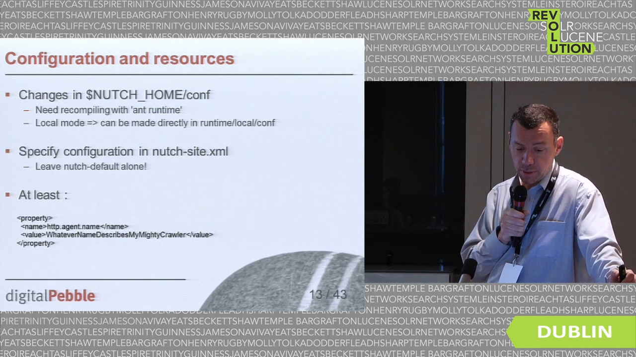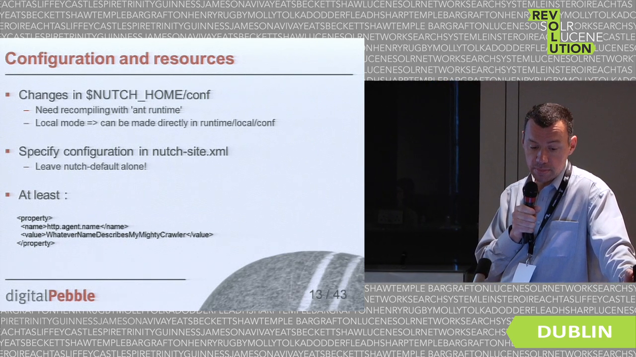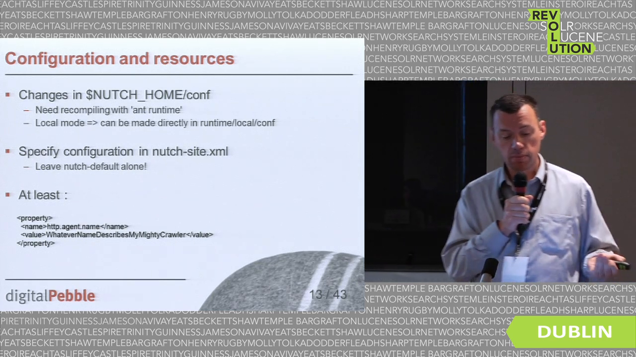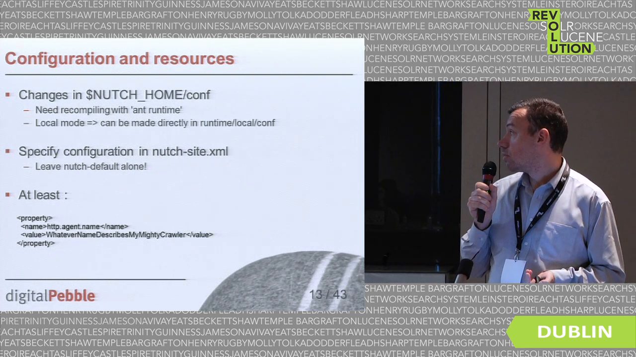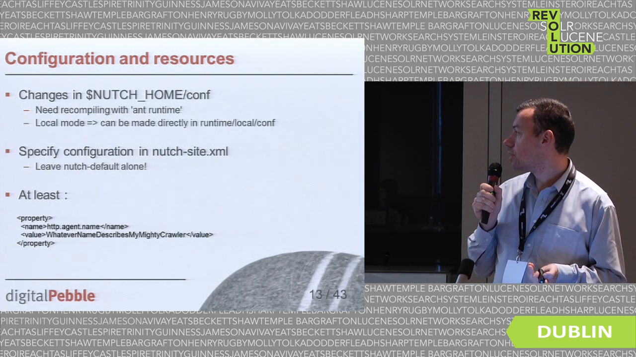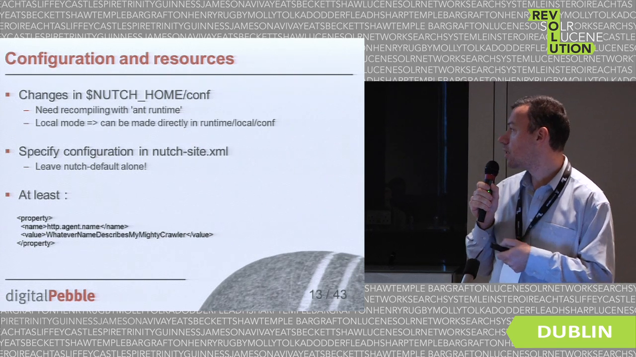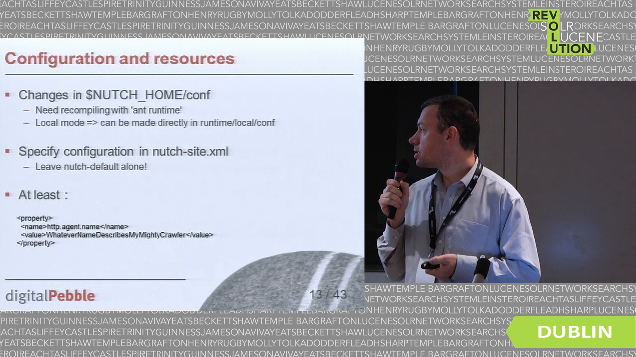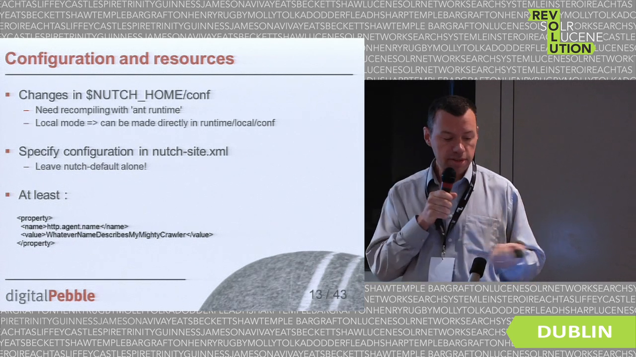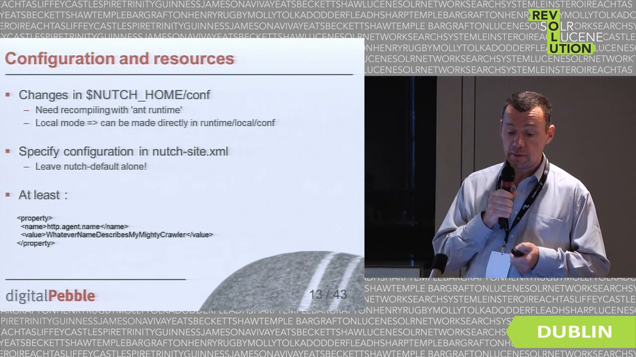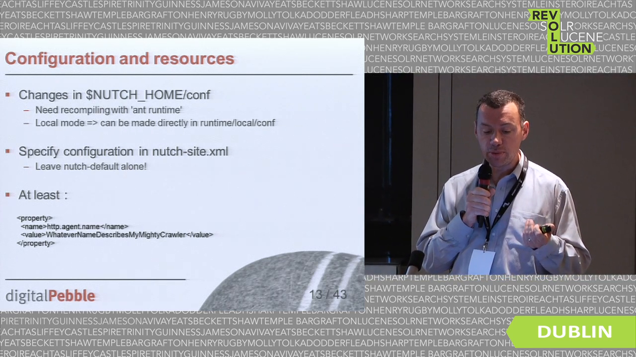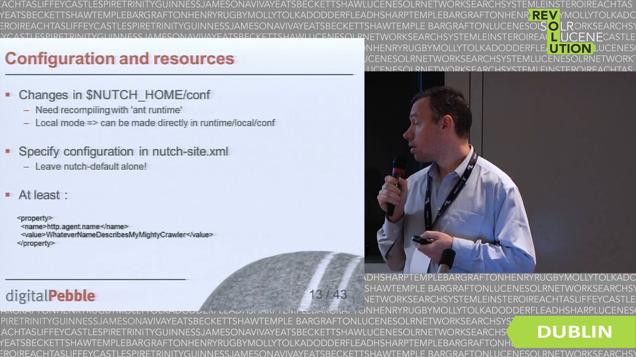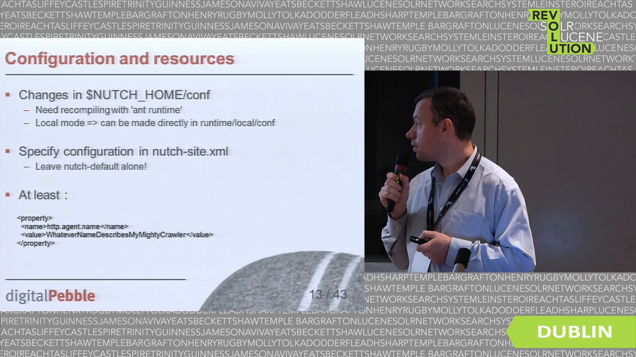All the configuration is within a file called nutch-site. There's also a nutch-default file, but good practice is to make your own modifications in nutch-site and leave nutch-default alone, and just use it as a reference to see the sort of parameters that are available and what the default values are. And the only thing you really have to specify is the HTTP agent name, hopefully using a slightly better value than this one.